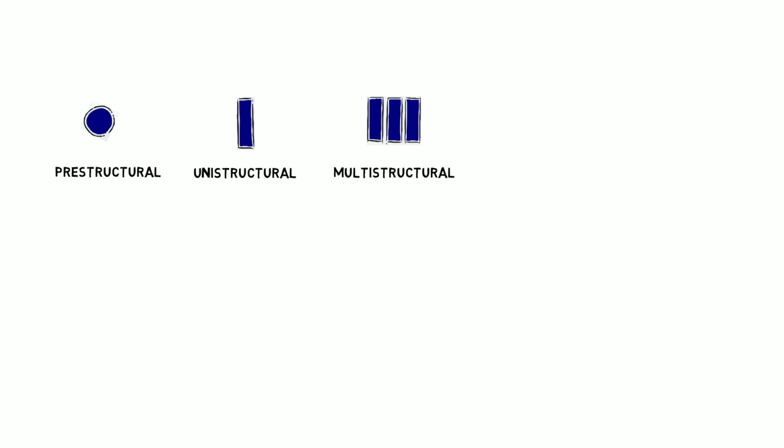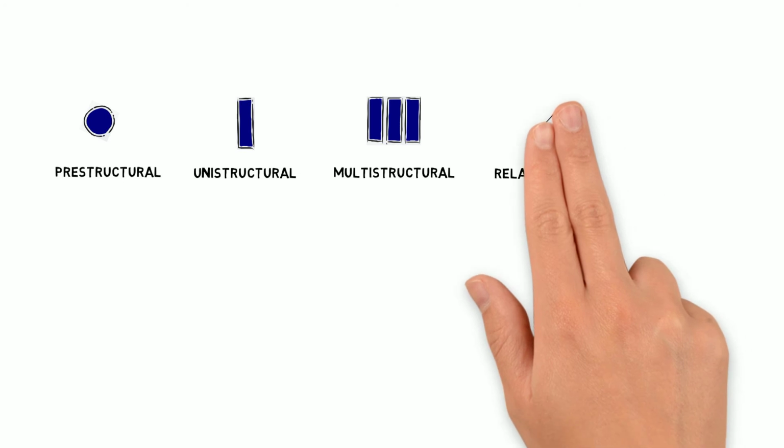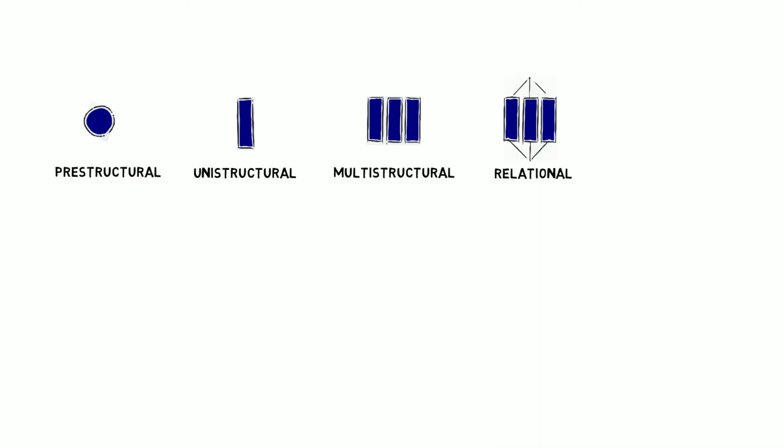The fourth stage of learning is relational. The learner now builds an understanding of how all the various parts are linked and contribute to a deeper understanding of the whole. The learner now works more independently and requires less support from the teacher.